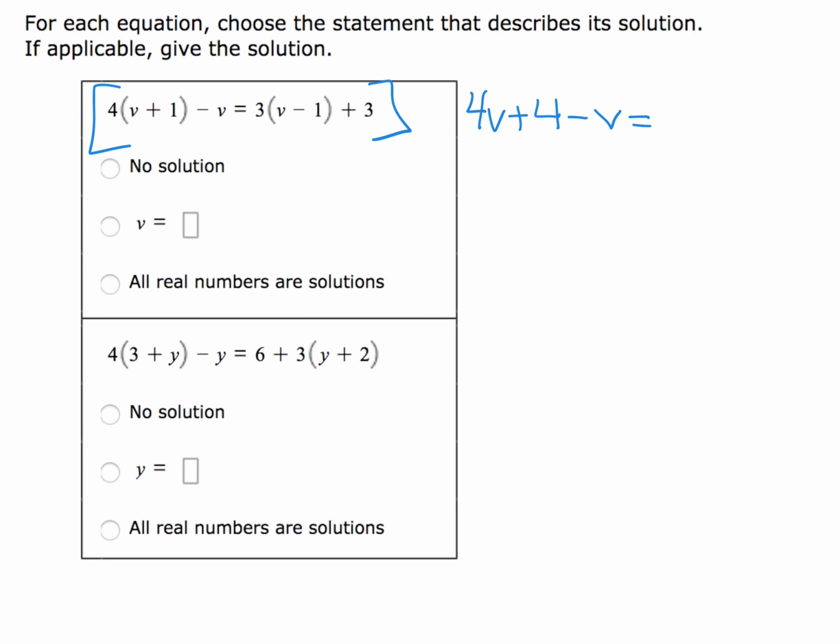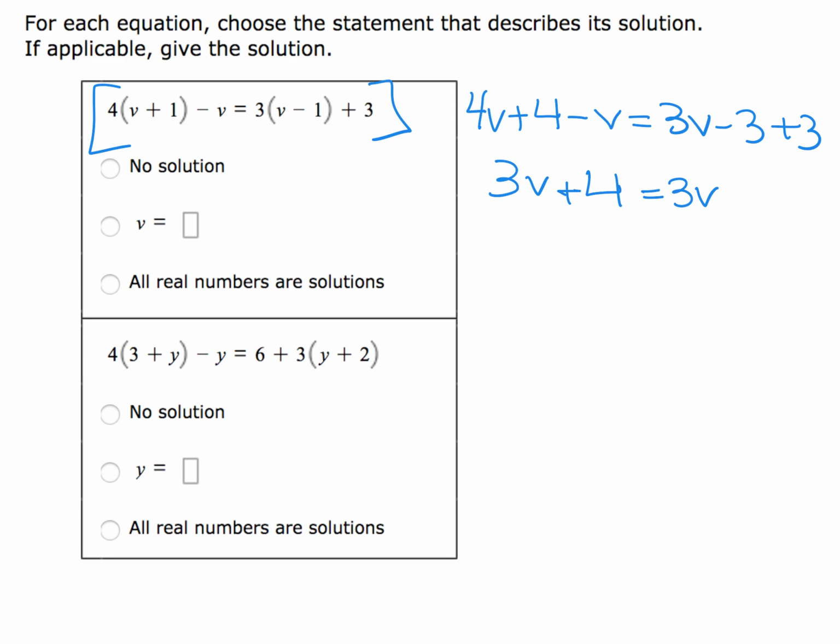Equals, okay, so now what I'm going to do is I'm going to distribute the 3. Okay, so 3 times v is 3v. And then 3 times negative 1 is minus 3. And then I still have this plus 3. So plus 3. Okay, let's simplify a little bit. 4v minus v is 3v. And I still have plus 4. And over here I have equals 3v.